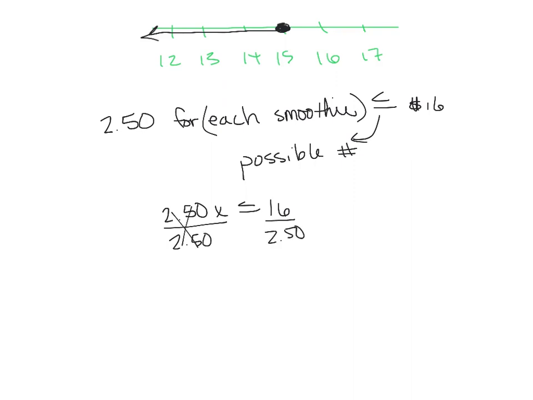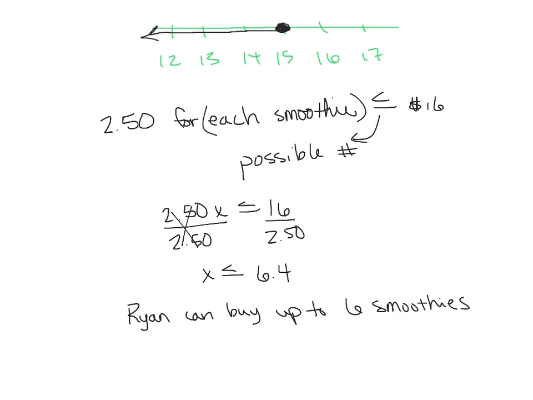That cancels this. Since I didn't divide by a negative number, my sign stays the same. And 16 divided by 2.50 is 6.4. So Ryan can buy up to 6 smoothies, since you can't buy 6.4 smoothies, and if he buys 7, it will be over that $16. Okay? So if you want to be done, you can be done and start on the lesson. If you're just loving doing math today with me, we can keep going for a few minutes.